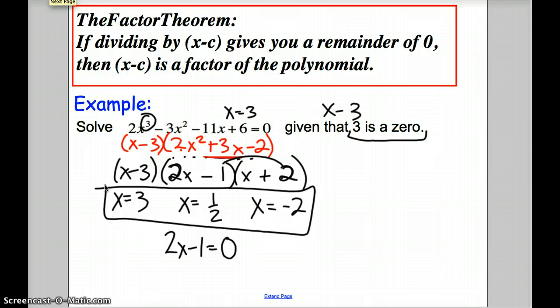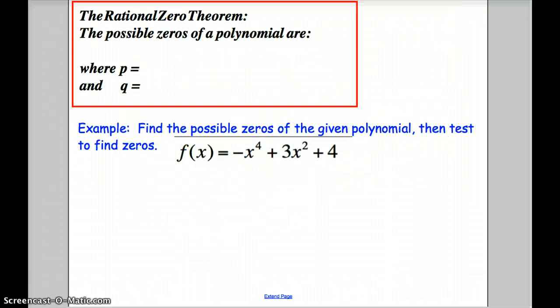But the trick is, the problems won't always be that easy to factor, nor will they give us a zero. They gave us that 3 was a zero. So how do we figure it out if they don't give us a zero? Well, here's what we need to know: the rational zero theorem. Basically we're going to figure out a way to narrow in on the possible zeros of a polynomial. Now we're talking about integer zeros, nice clean numbers, not 6.2 or negative 1/2. We're looking for numbers like 1, 2, negative 5, negative 11, nice whole numbers and their opposites.